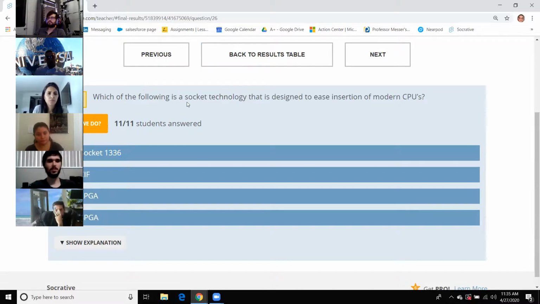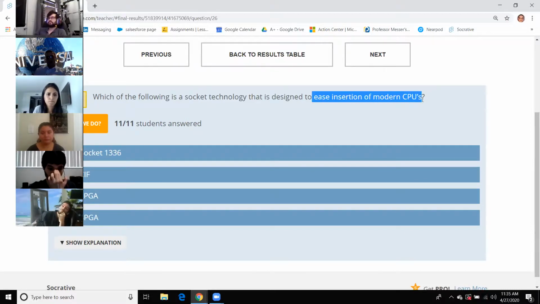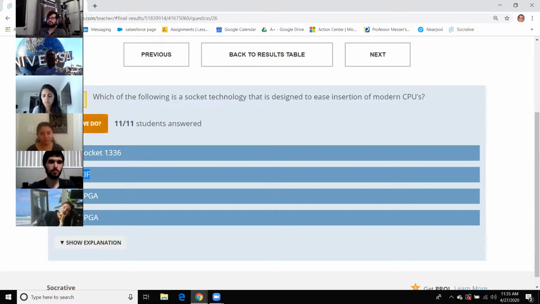Next question here. Which of the following is a socket technology that is designed to ease the insertion of modern CPUs? B. ZIF. Everybody agree? It stands for zero insertion force, I think. Correct. The ZIF is the one that eases the insertion. It's the plate that moves back and forth, has the holes, and has that little arm on the side.